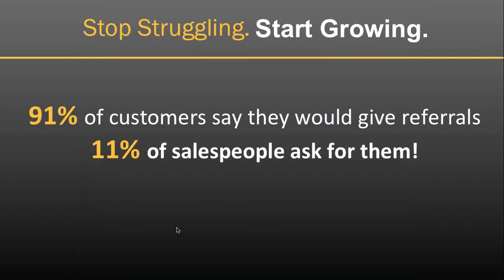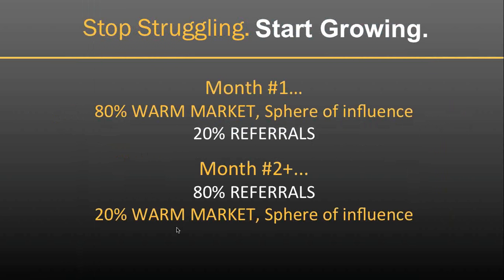All right, so here's the goal. Stop struggling, start growing. 91% of customers say they would give referrals. 11% of salespeople actually ask for them. So let's change that. This is what it should look like. Month one of a new person's business, 80% of their business should come from warm market, their sphere of influence, maybe networking. 20% should be referrals from that. That first month, we're talking launch month. From the second month on, if you do your business right, 80% will come from referrals and 20% warm market.